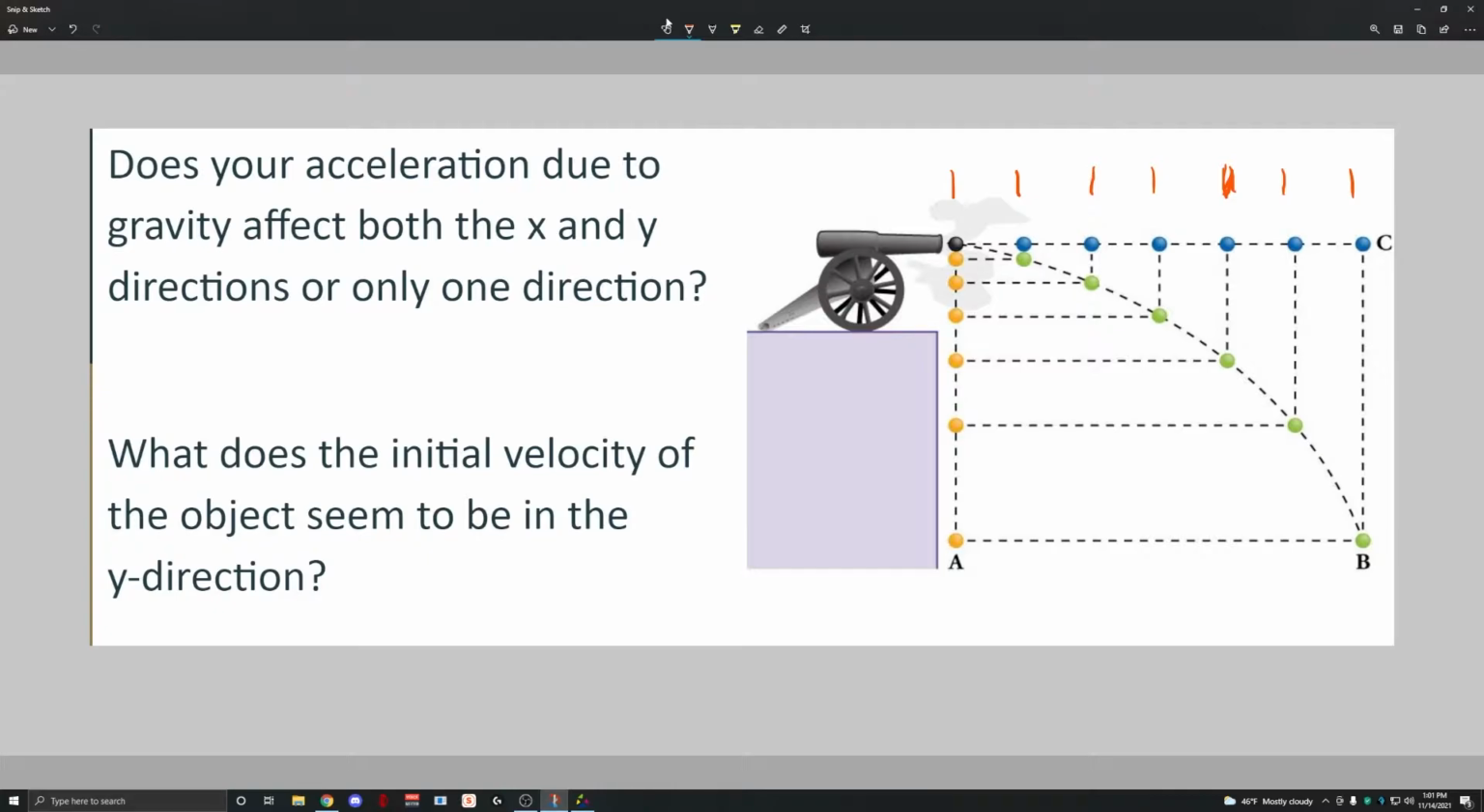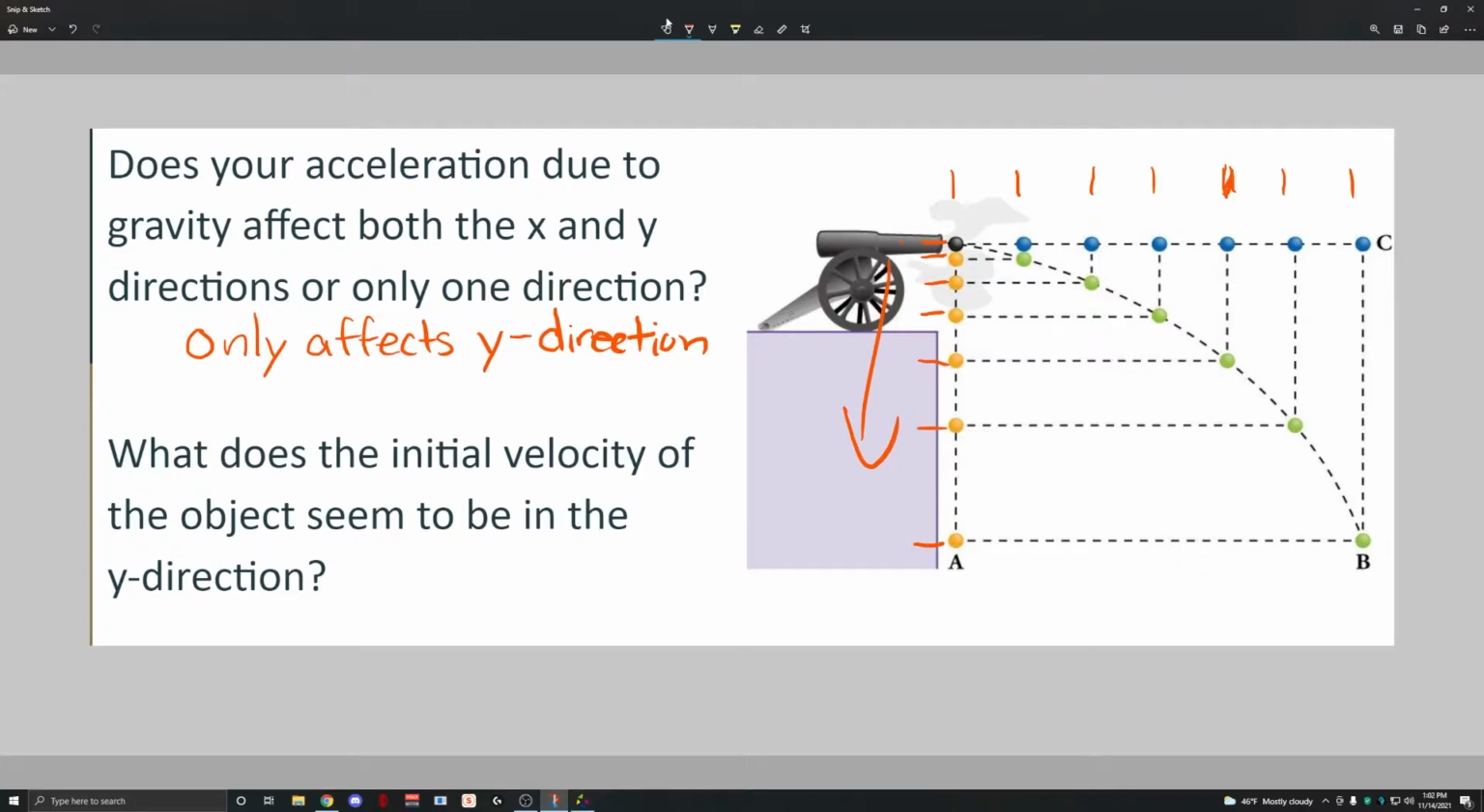The only direction you're experiencing acceleration due to gravity is in the y direction, because you're speeding up. Clearly, you're speeding up, and that must mean that your acceleration due to gravity only affects your y direction. It only pulls you down. It doesn't push you to the left or to the right. Your gravity is only downward. So that's why your object is speeding up in the y direction.